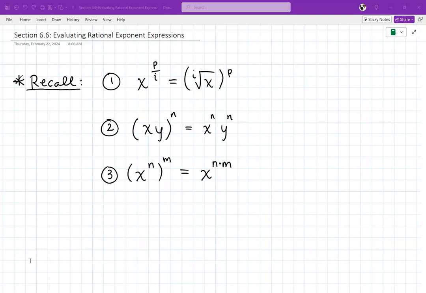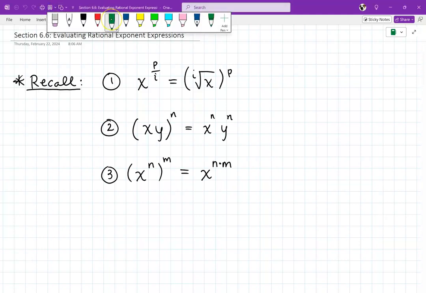Now, if it was addition or subtraction inside of that, x plus y to the n, x minus y to the n, you can't do that. You can't just distribute powers. But if it's a product, you can. So that's called the power of products. I'll put it for us right here.